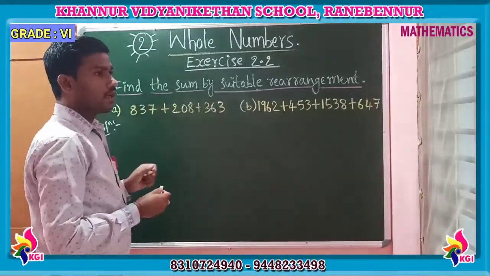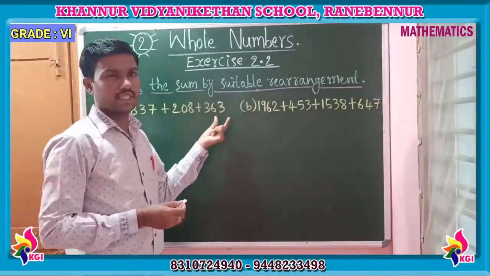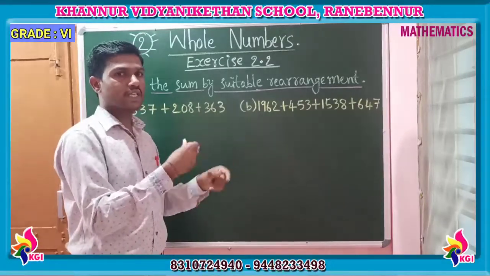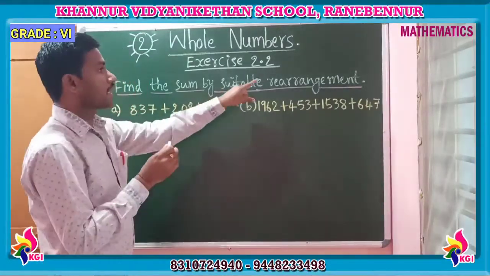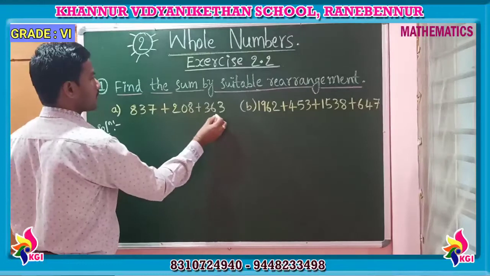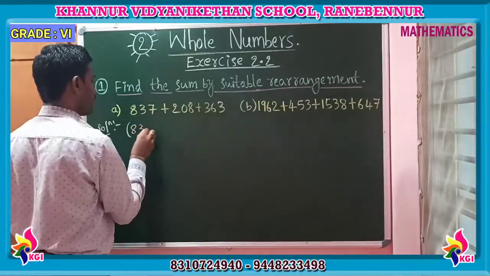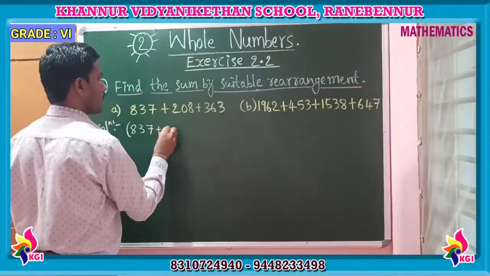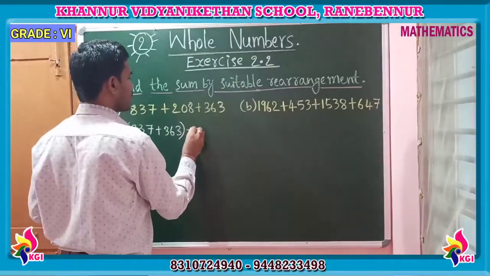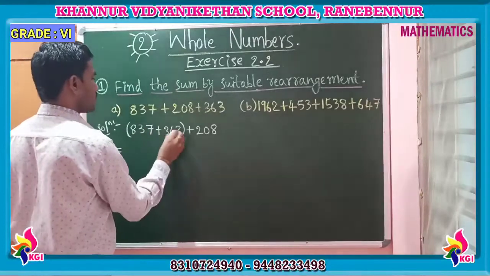Commonly we know addition. All three numbers are three-digit numbers. We know addition by adding horizontally, but suitable rearrangement means we will take the first one and the third one in a group. 837 plus 363 you can take in the bracket, and this 208 you take outside. Then first of all you add these two numbers.